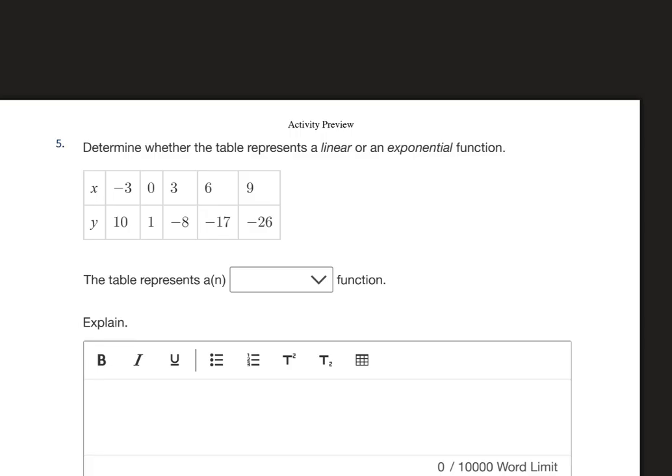So this one's a little different in that x is going up by 3 each time, but that's not really that big a deal. Let's look at the y's. So let's see. This is like subtract 9, subtract 9, subtract 9. So no, this is not exponential. It is linear.